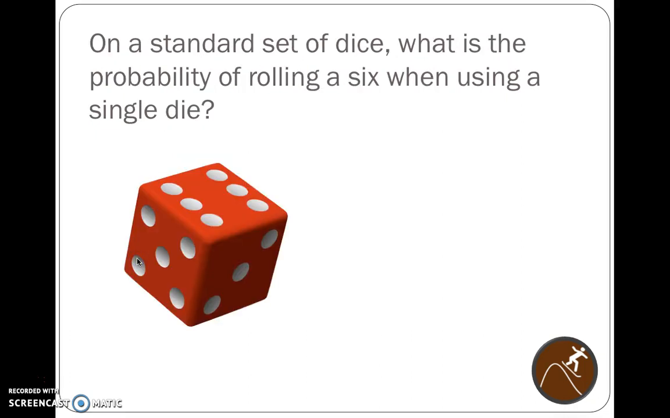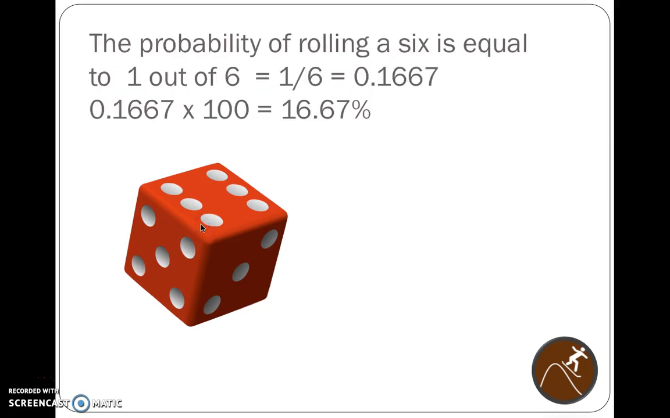So a little bit more onto this. On a standard set of dice, what's the probability of rolling a 6 when using a single die, just a regular die, assuming that it's not loaded or anything? So it's pretty simple. 1 divided by 6, you have a 16.67% chance.